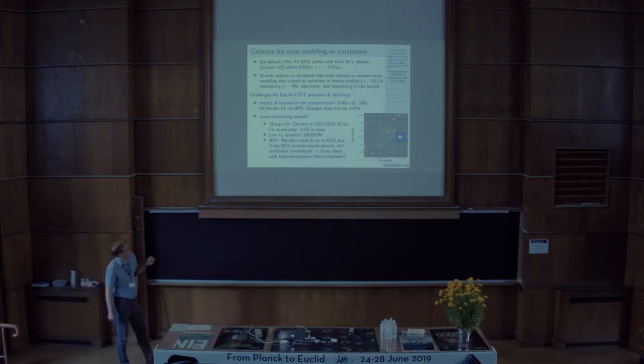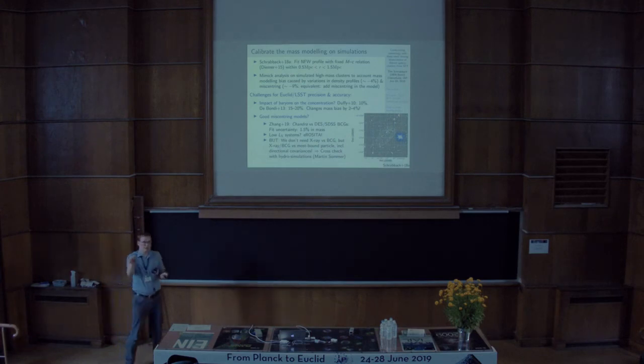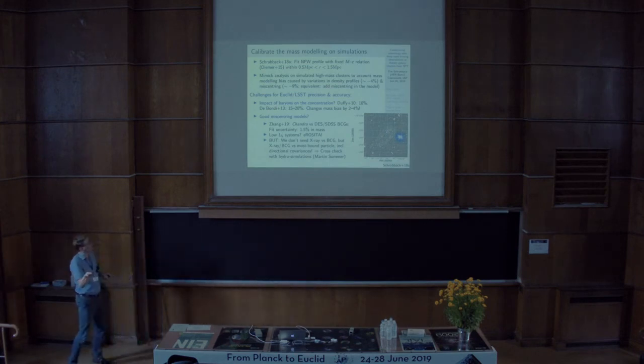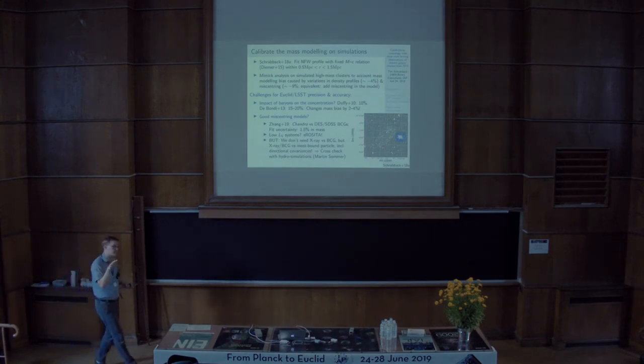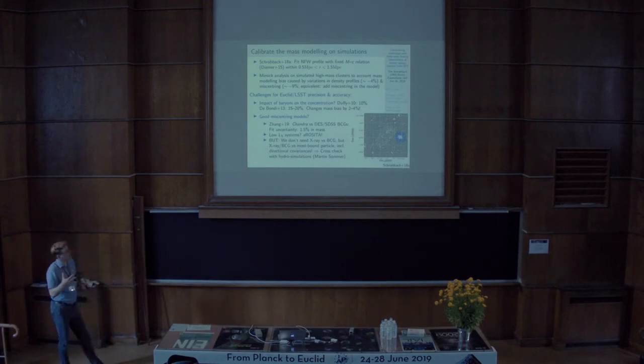Okay, and another issue is miscentering. Here the problem is that we never know really where to put the center of our shear profile. People use proxies like the X-ray peak or the BCG, but those of course are miscentered compared to the 3D halo mass center. And you need to account for this because that biases your masses.